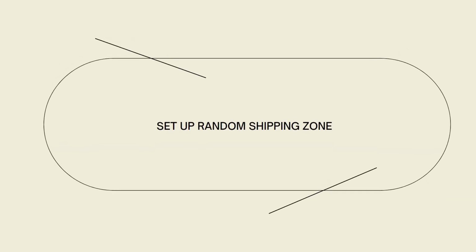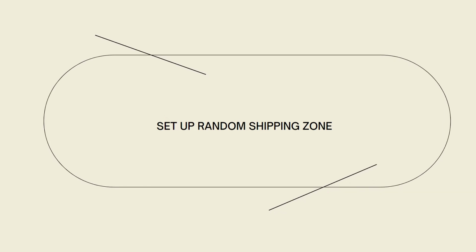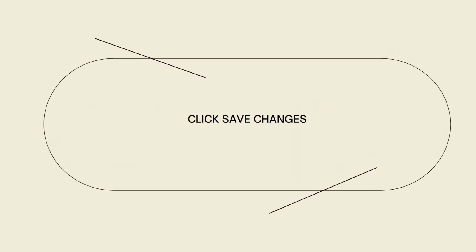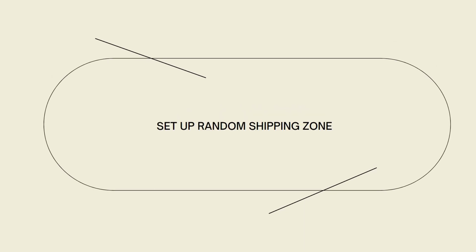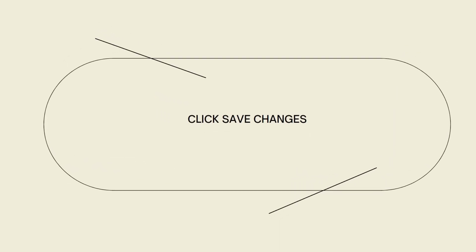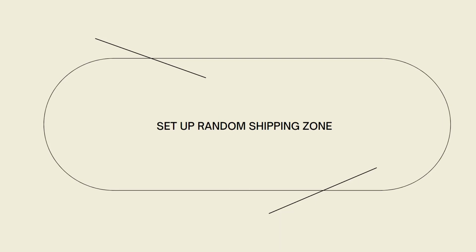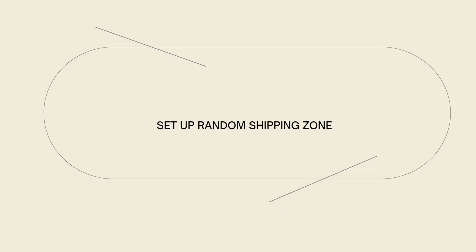Then click on the shipping zone and set up a random shipping zone. Again, you can just set up a random shipping zone, because this is just a test. Now click on Save Changes again once you are done setting up the shipping zone. Again, pause this video if you're still not done with setting up the random shipping zone.